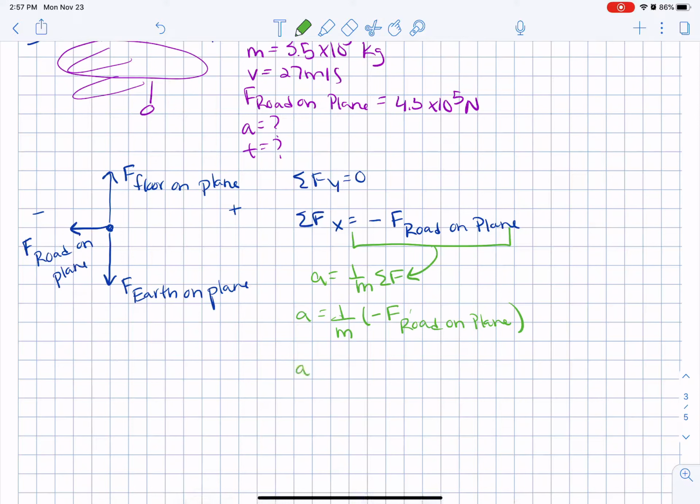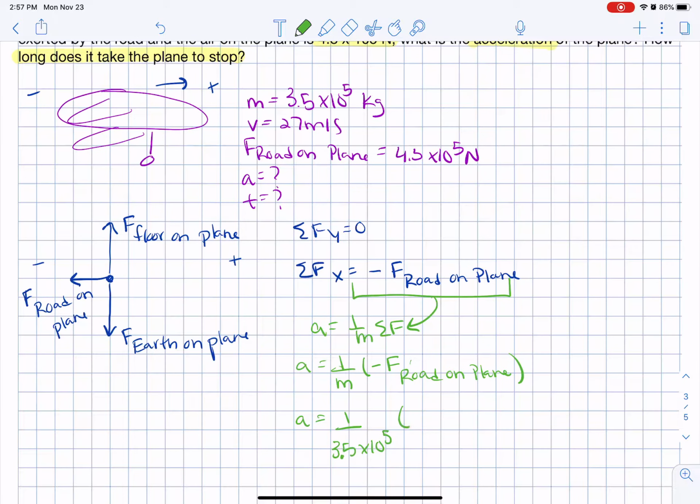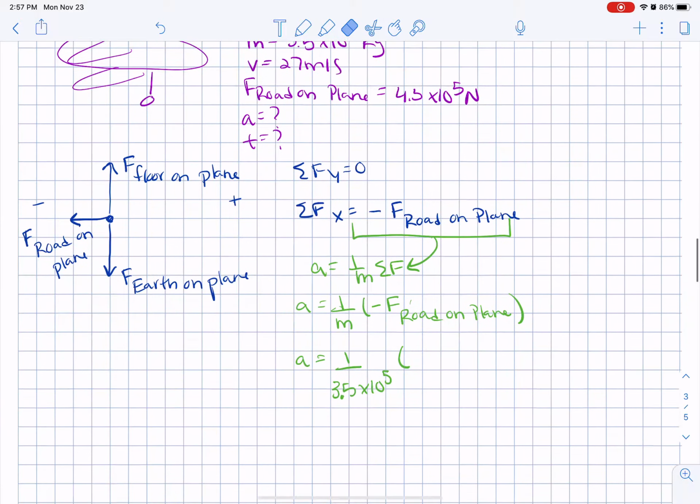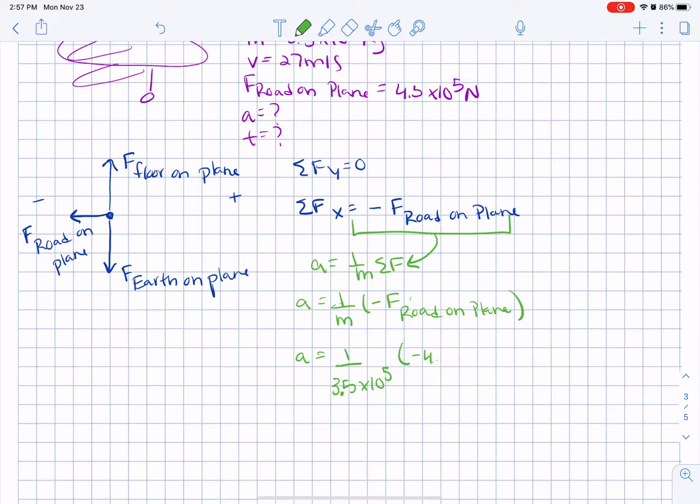So now let's plug in our numbers. And I know my mass is 3.5 times 10 to the 5th. And I know the force the road exerts on the plane is going to be negative 4.3 times 10 to the 5th. So what I'd have to do is negative 4.3 times 10 to the 5th divided by 3.5 times 10 to the 5th. And if you put that in a calculator, you should get acceleration is negative 1.23 meters per second squared. And that's our answer.